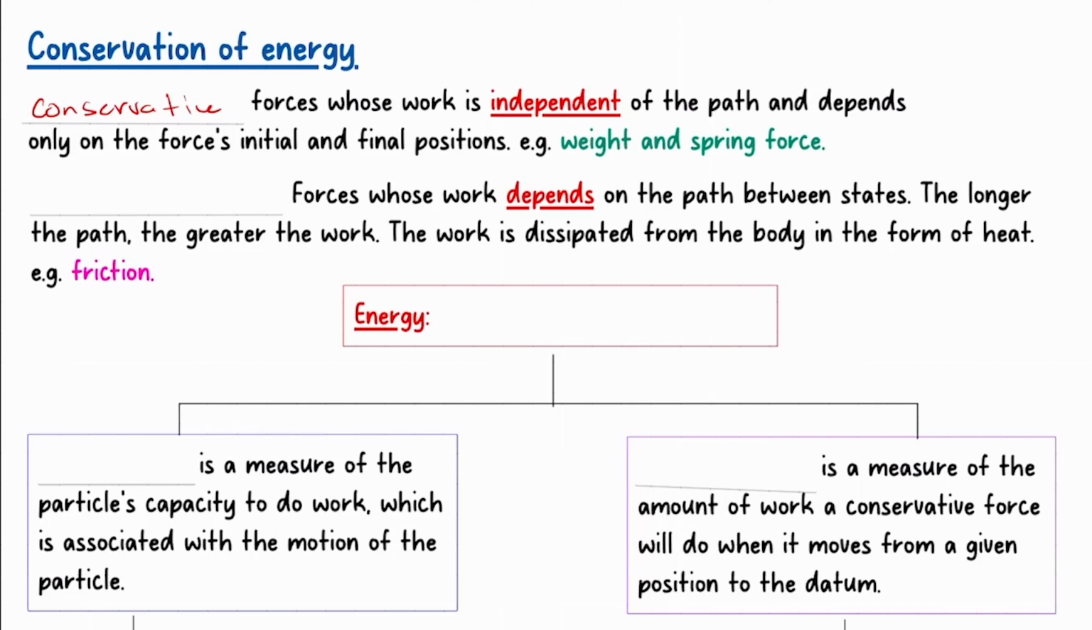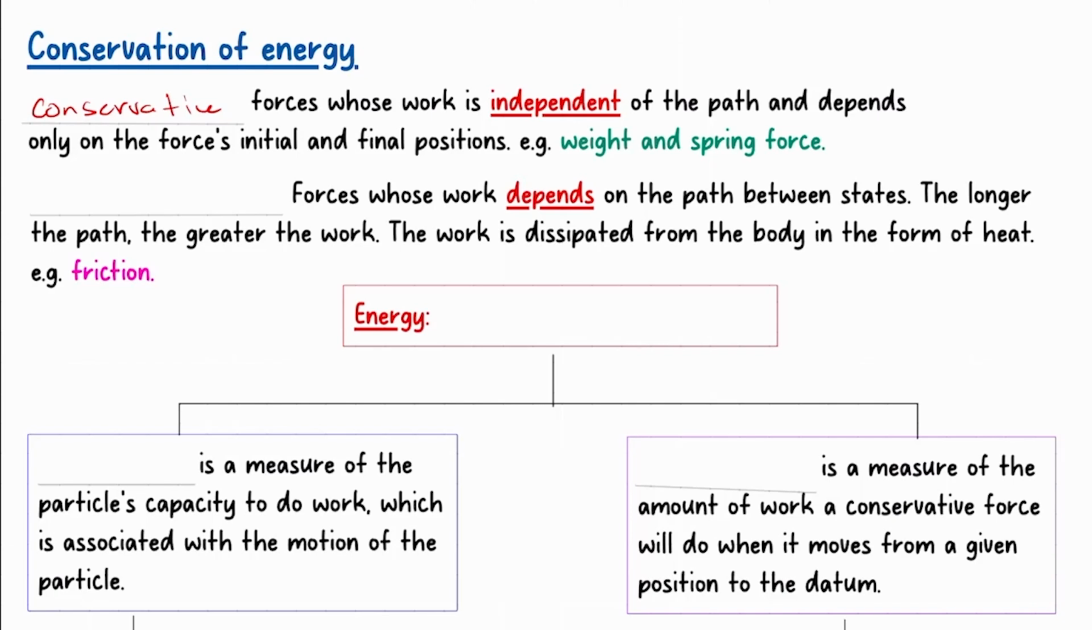So if you have weight or you have a spring, once again, the force is independent of the path. If you pull a spring upwards or downwards or sideways, it's always going to have the same amount of force. Same thing with weight, whether you have it in one direction or another, up or down, you're always going to have weight acting in the downwards direction, right? Those are conservative forces.